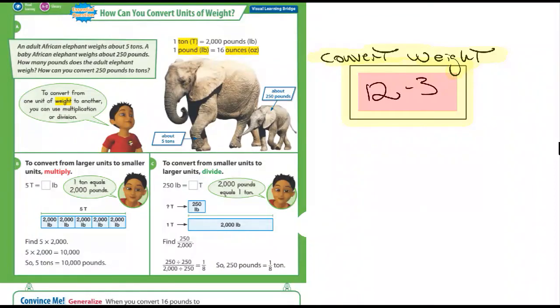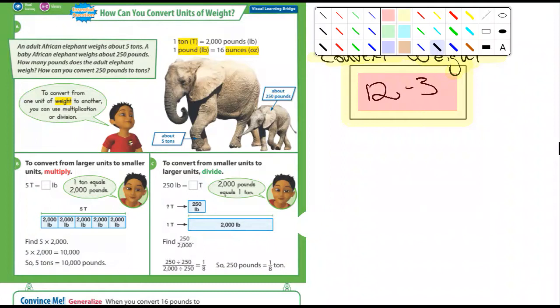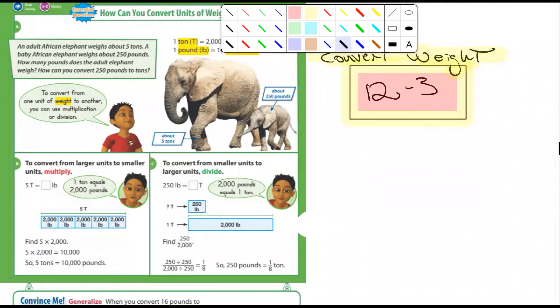Okay, here we go. So this is section 3 in chapter 12, and we're converting weights. And really the only weights that you have to worry about in this section, it's kind of nice. There isn't a whole lot to choose from.